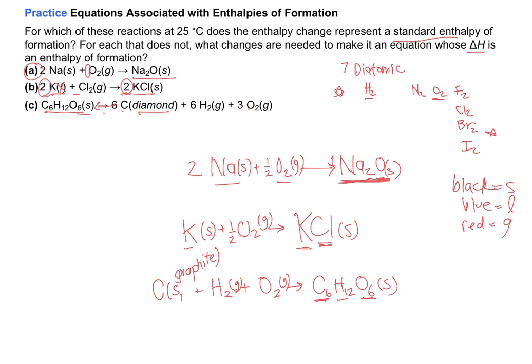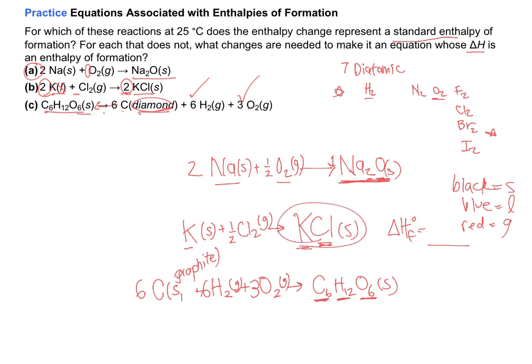So we have 6 carbons, 12 hydrogen atoms, so 6 hydrogen molecules, and then 6 oxygen atoms, so 3. So we can see that that was right, this was right, this needs to be graphite, and the whole sign needed to shift. So we're going to use this enthalpy of formation. Again, you would find a delta H value for each of these, and it would tell you how much energy is associated with making this.